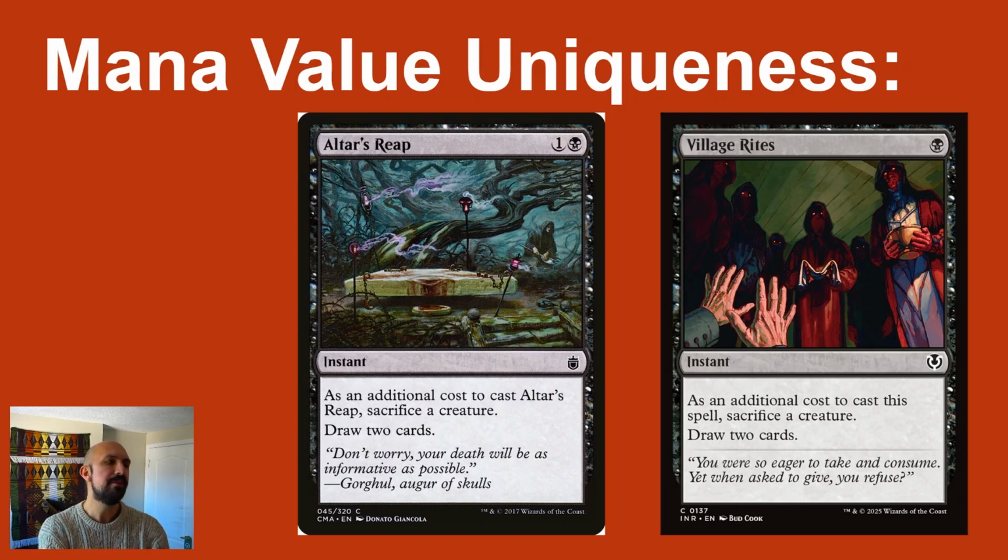Let's talk about mana value uniqueness with another black card comparison. This is Village Rites and Altar's Reap. Altar's Reap and Village Rites have the same text and they do the same thing, but the only difference is Village Rites is 1 mana and Altar's Reap is 2. It's really not more complicated than that.